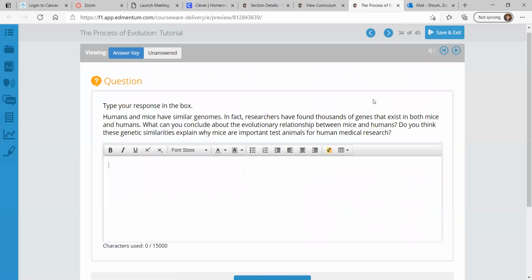All right, so humans and mice have similar genomes. In fact, researchers have found thousands of genes that exist in both mice and humans. What can you conclude about the evolutionary relationship between mice and humans? Do you think these genetic similarities explain why mice are important test animals for human medical research?